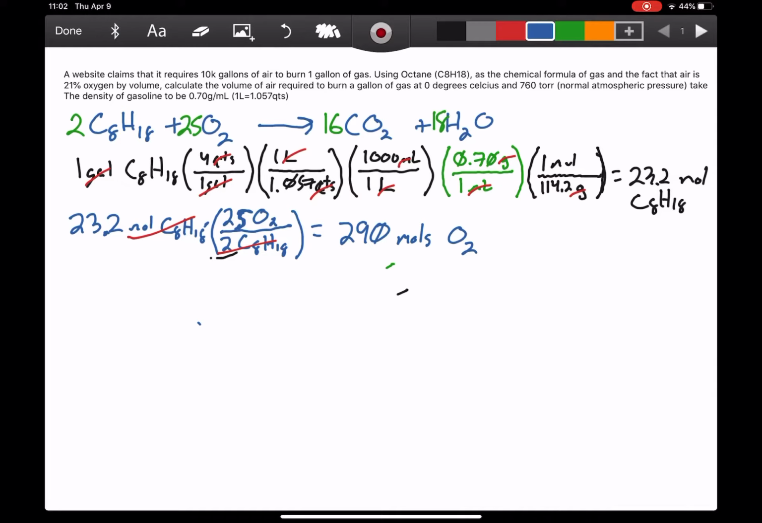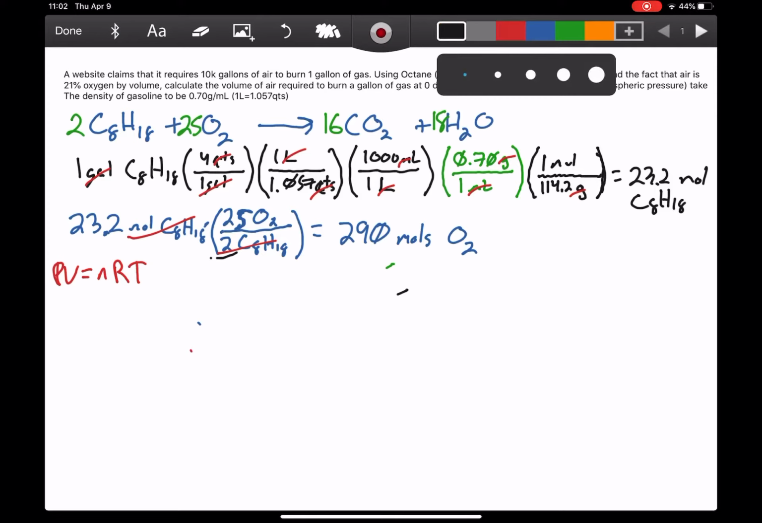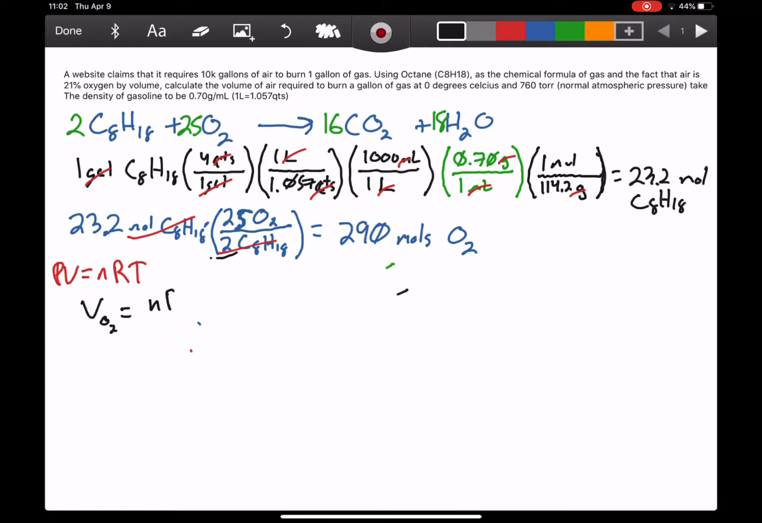Because in this problem we were given a pressure in torr, and we're given a temperature, and now we have the number of moles, and we're trying to find a volume of gas, we're going to have to use our equation, PV is equal to nRT, our ideal gas equation. But we're going to have to rewrite this equation to solve for V. So if we rewrite this, we're going to find that the volume of oxygen required to burn a gallon of gas is going to be equal to the number of moles of oxygen times R, a constant, times the temperature in Kelvin divided by the pressure.